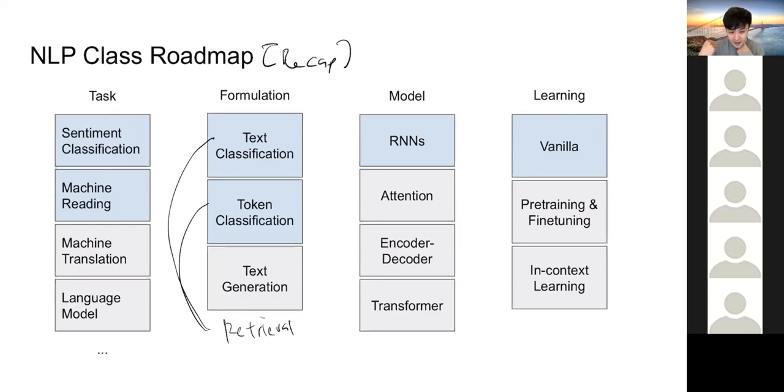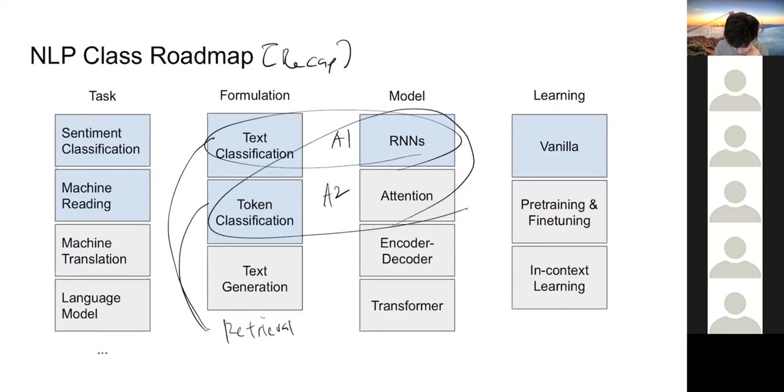And we covered RNNs. Your assignment number one will be about RNNs and text classification. Your assignment number two will be token classification using RNNs and attention. And your assignment four will be about text generation. Wait, was it four or three? I think it's four, yeah. Four will be about text generation with encoder, decoder, transformer.